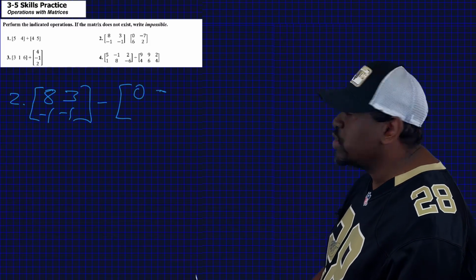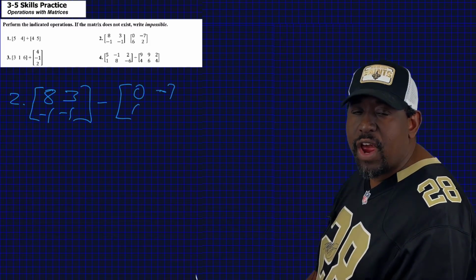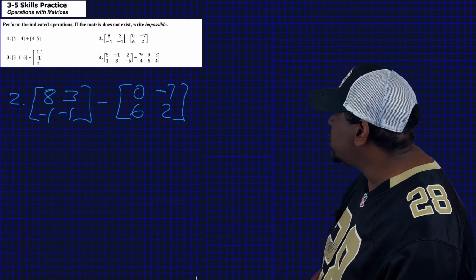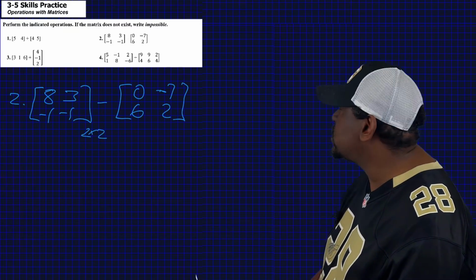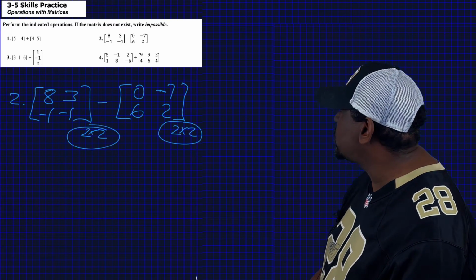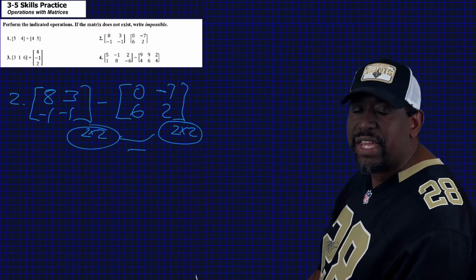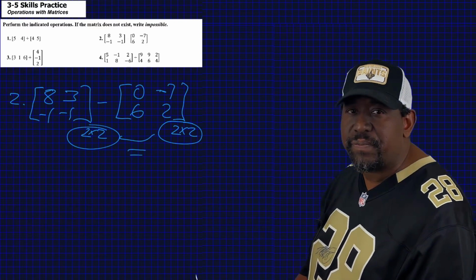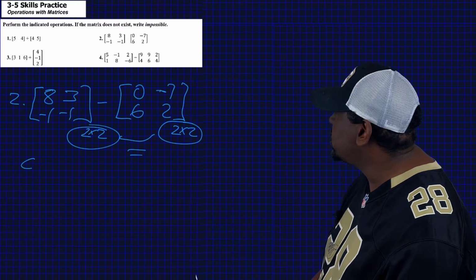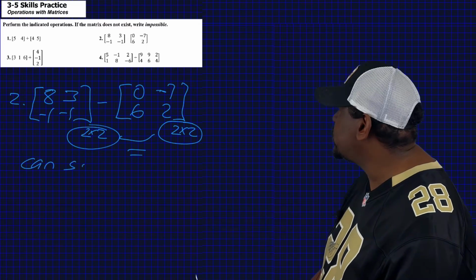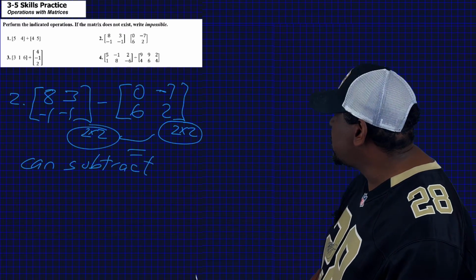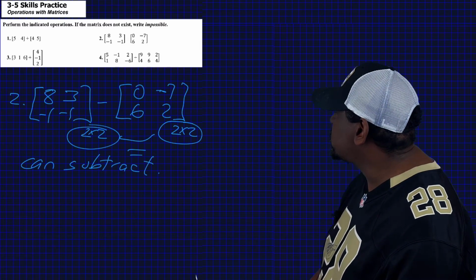The first thing we do before we subtract the corresponding entries is determine the dimensions of the two matrices. The first one is 2 by 2, the second one is 2 by 2. Again, they're equal, which means we can subtract the corresponding entries to get a new matrix. And that's what we're going to do. So we can subtract. We want to write that down, and it lets us know we can do it.